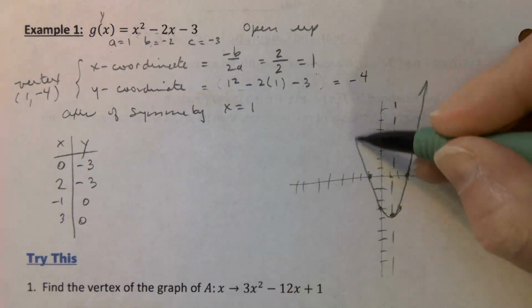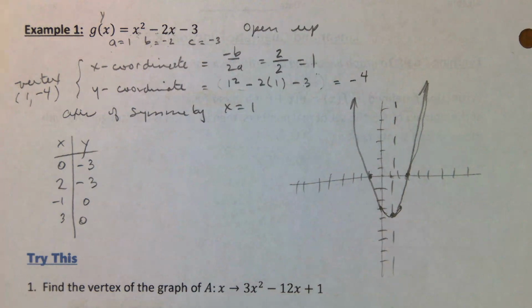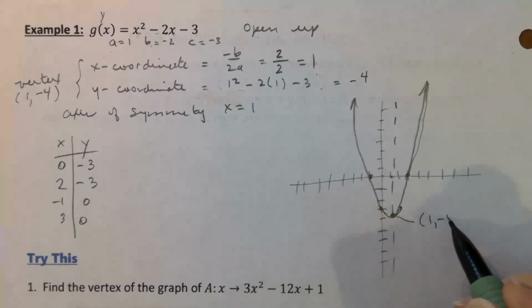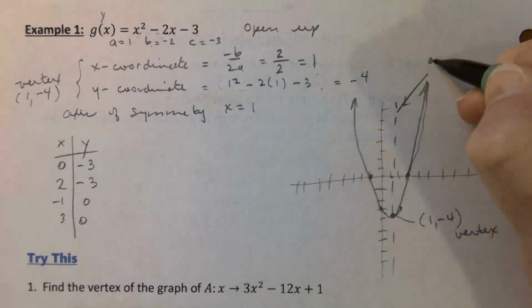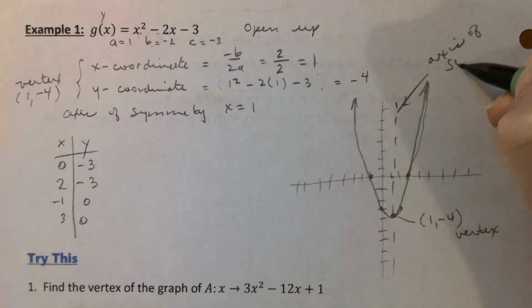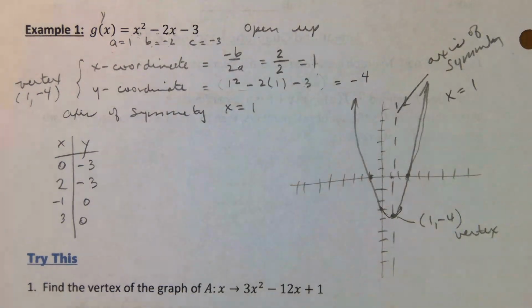And this is actually a curved line, so you draw it with a curve. Mine's kind of sloppy, but that's basically what it looks like. Here's my vertex, 1, negative 4. Here's my axis of symmetry, which is x is equal to 1. Your axis of symmetry is always x equals a number.